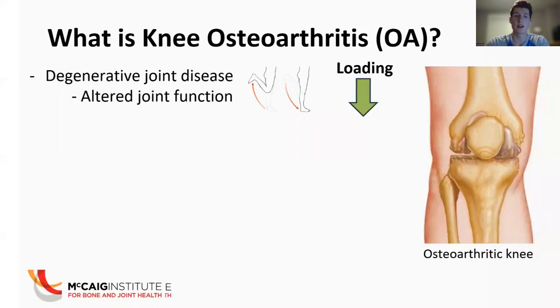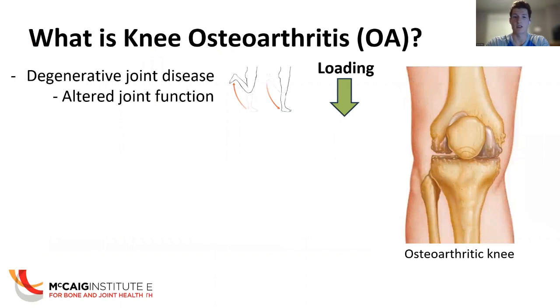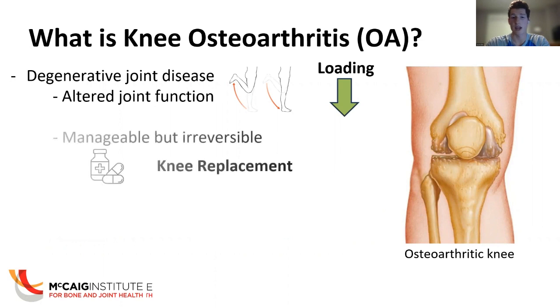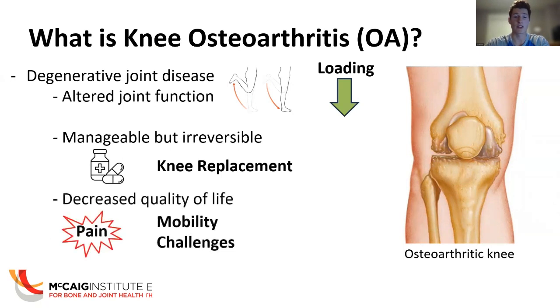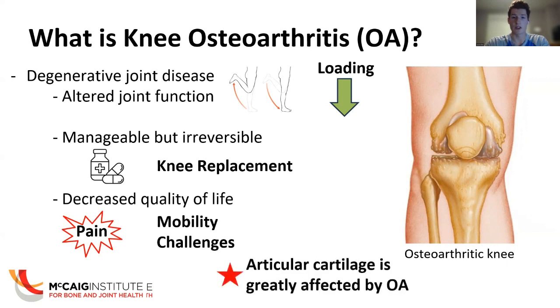Osteoarthritis, or OA, is a degenerative joint disease that can cause altered joint range of motion and a lowered ability to bear weight. It's manageable by medication or surgery, but causes irreversible damage that the body cannot naturally heal. Overall, it leads to a decreased quality of life with pain and mobility impairment. Importantly, one of the changes caused by OA is altered properties of articular cartilage, the tissue responsible for smooth articulation of the knee and weight bearing.